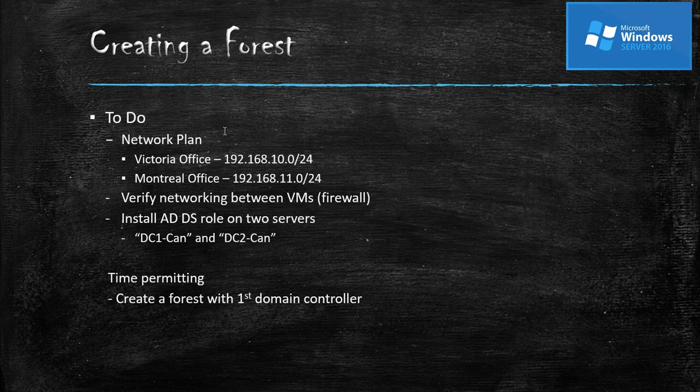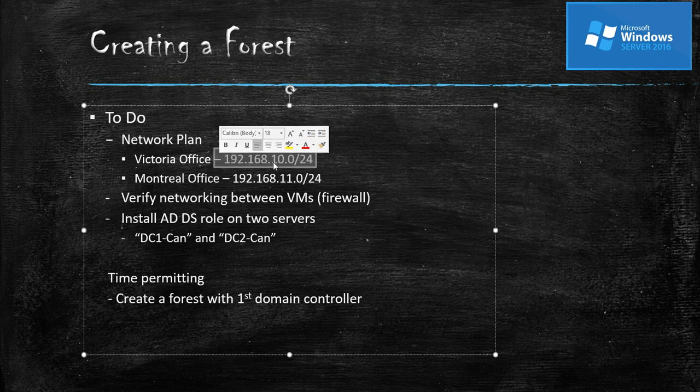What we're planning to do here, so we've created a plan for the Victoria office. We'll use this subnet, and this will be for computers and servers and phones, but you'd want to do that differently in your production, of course. For a different office, a different site, we'll use a different subnet.